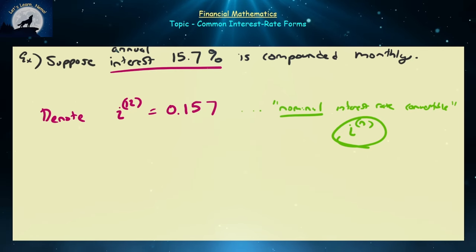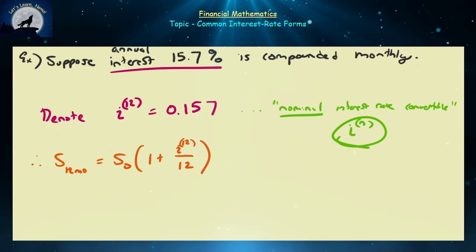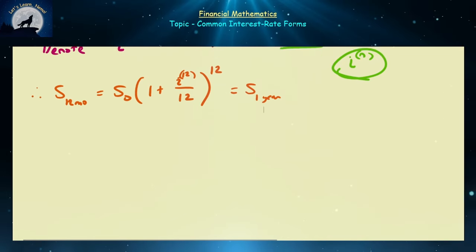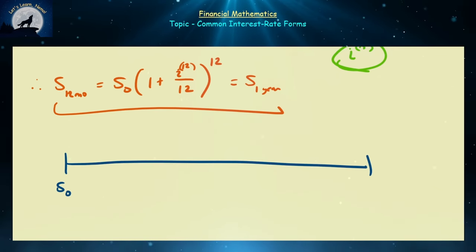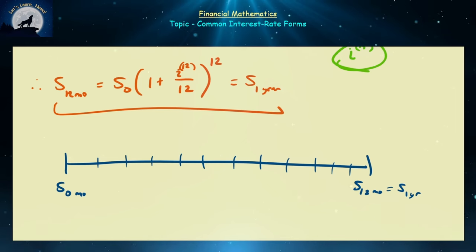So if we were to look at that from the compounding formula, S12 months is going to be equal to what? So that's going to be equal to S0 times 1 plus i^(12) over 12 to the power of 12, and that's going to be equal to S1, which is with respect to 1 year. So if we look at this particular formula from a timeline perspective, what do we have here? We have our S0, and we also have our S12, and let's assume that this is in terms of months, which is equivalent to 1 year, right? So we have 1, 2, 3, 4, 5, 6, 7, 8, 9, 10, 11, and then finally 12. So pretty much what we have here is some accumulation, and so on. But this accumulation is with respect to this particular i^(12) interest rate.